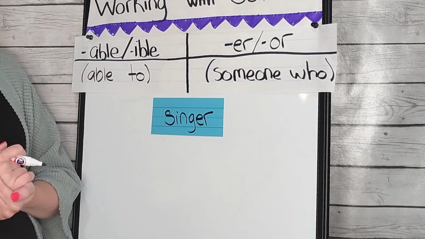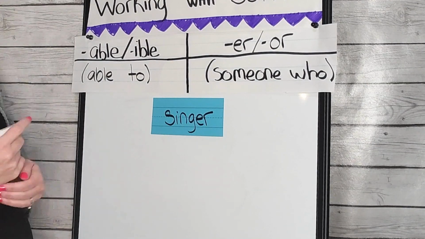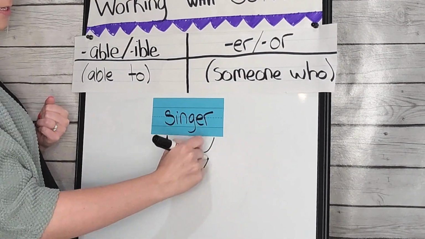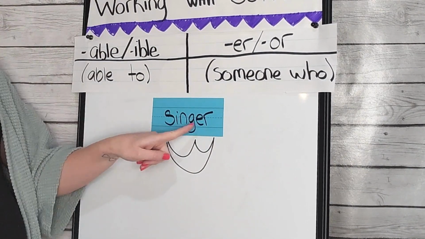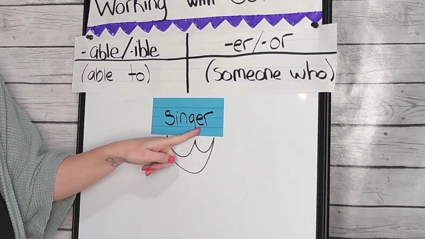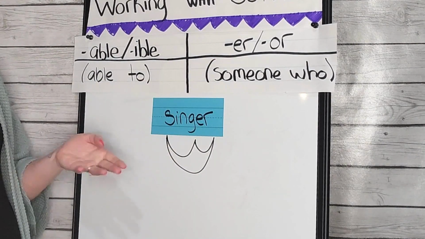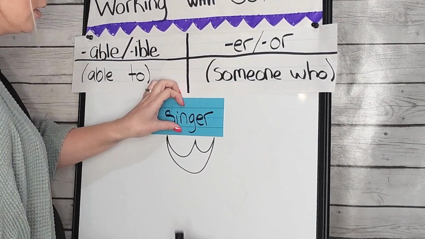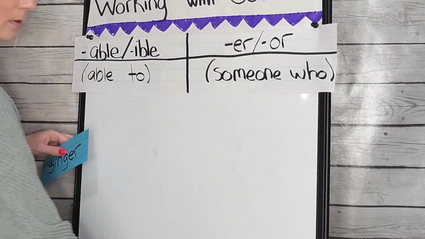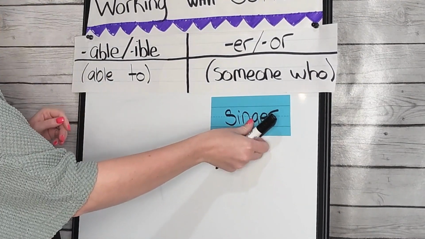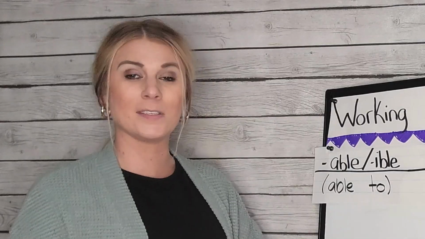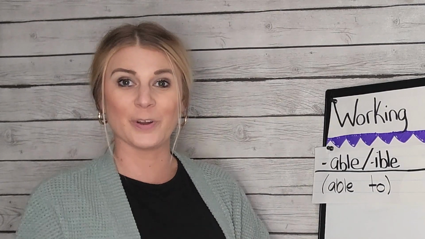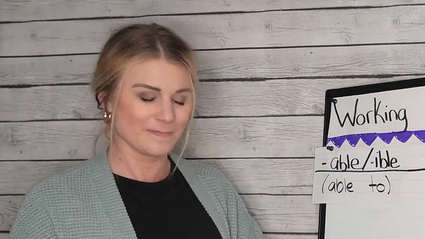Let's loop and swoop together this word so that we're able to read it. Singer. I see my suffix in this word, so I know that a singer is someone who sings. Let's put this word in the correct column. The singer was singing along with the beating of the drum at the powwow. Great work, readers. Are you ready for our next one?